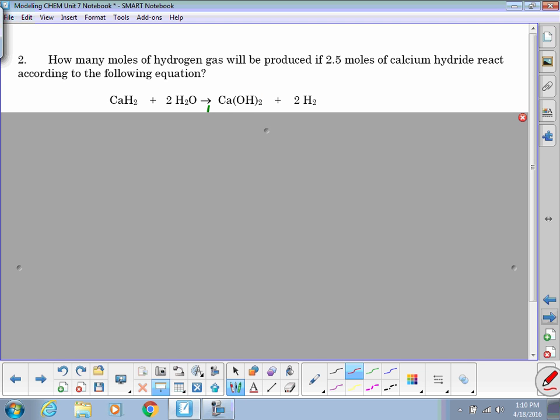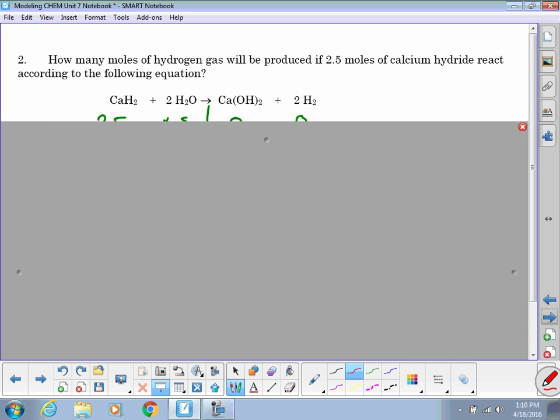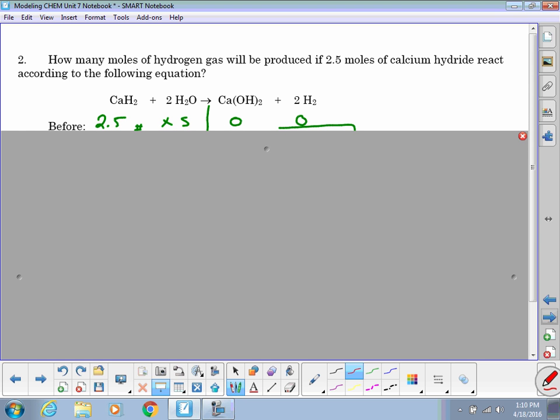Example number 2. How many moles of hydrogen gas will be produced if 2.5 moles of calcium hydride react according to the following equation? Well, we've got the balanced chemical equation already, so we can go right to step one, or excuse me, right to step two. Fill in what we know. We know we're starting with 2.5 moles of calcium hydride. Doesn't say anything about our other reactant, which is water, so we'll put that in excess. And once again, we're starting with no products.